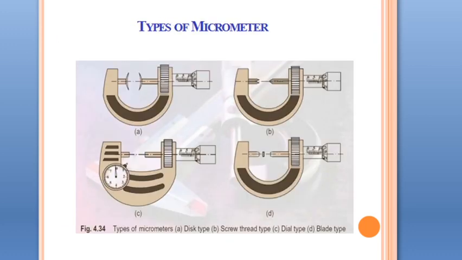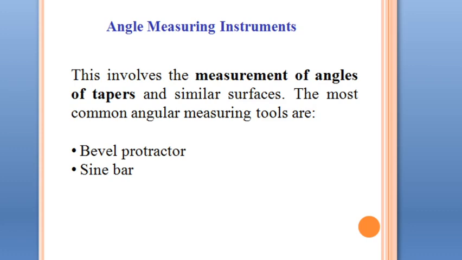The various types of micrometer: this one is a disc type, this one is a screw thread micrometer, this one is a dial type micrometer, and this one is a blade type micrometer. These are four types of micrometers.